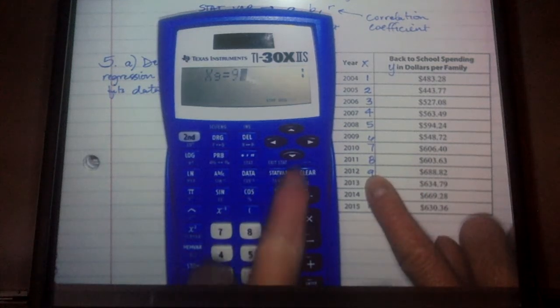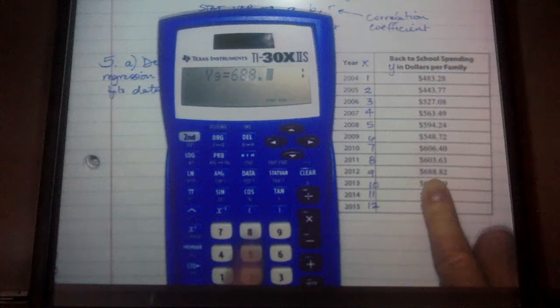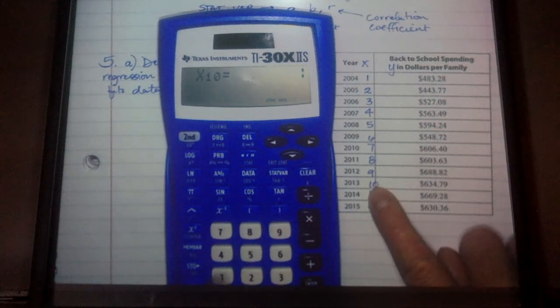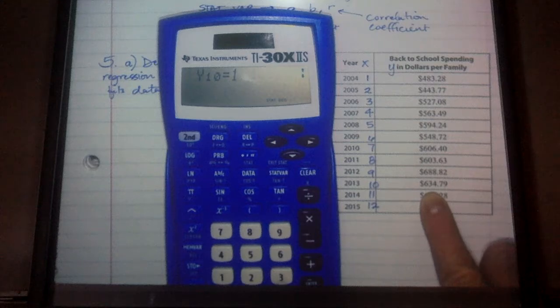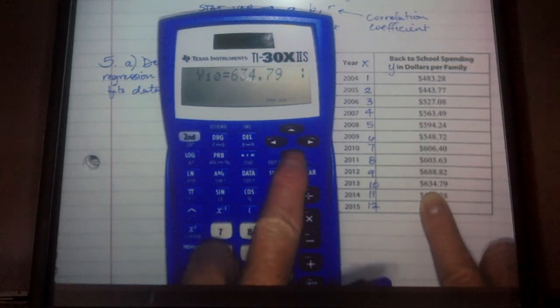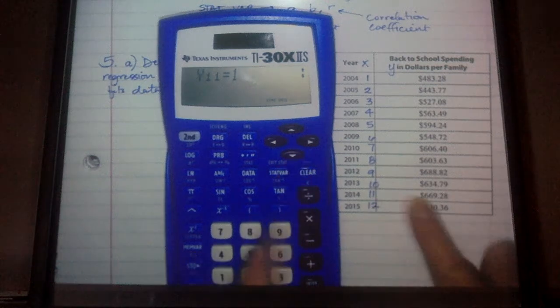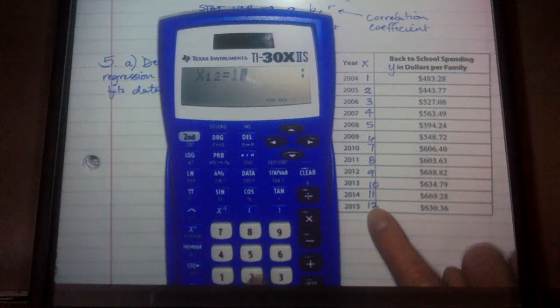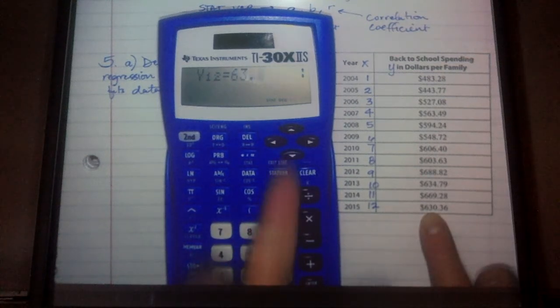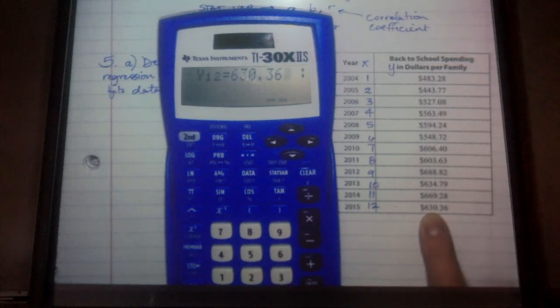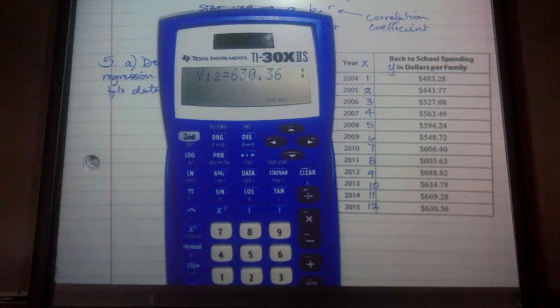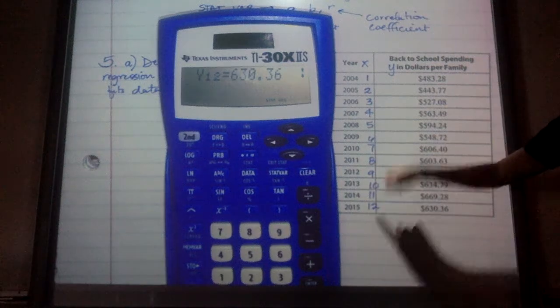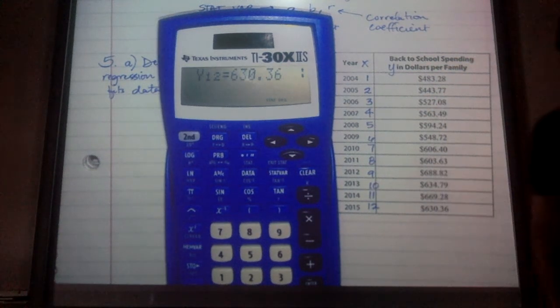Next, 9 and 688.82. Next, 10, 634.79. Next, 11, 669.28. Next, 12, and 630.36. Now, did that take me a while? Yes, but way less doing it with a calculator than by hand. Also, just by looking at this, x is getting greater, so is y. So it's going to have a positive relationship.